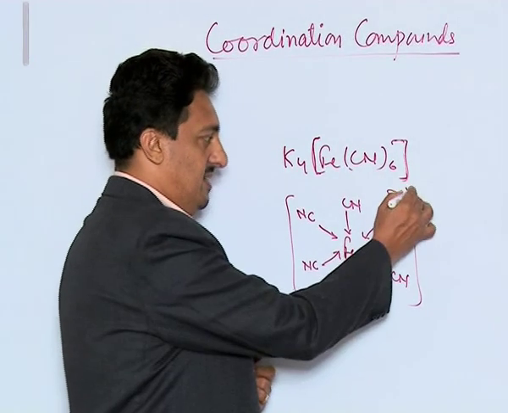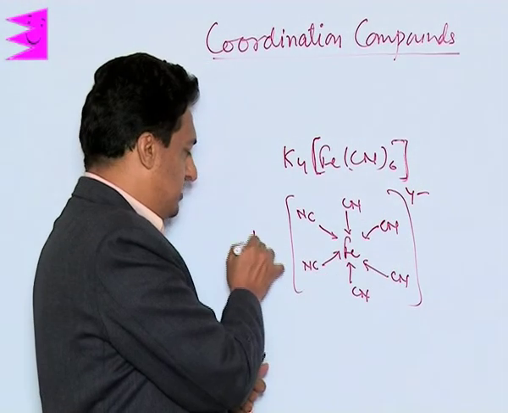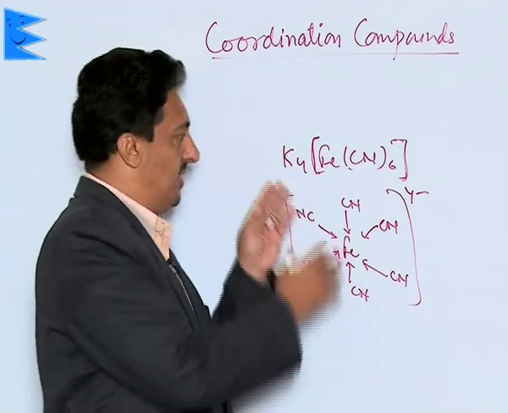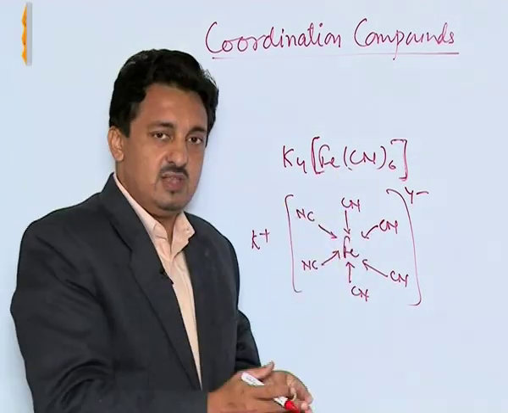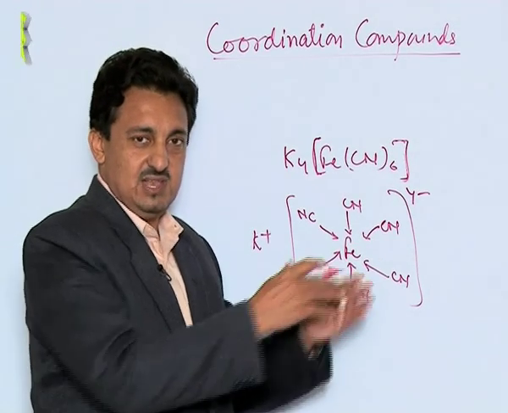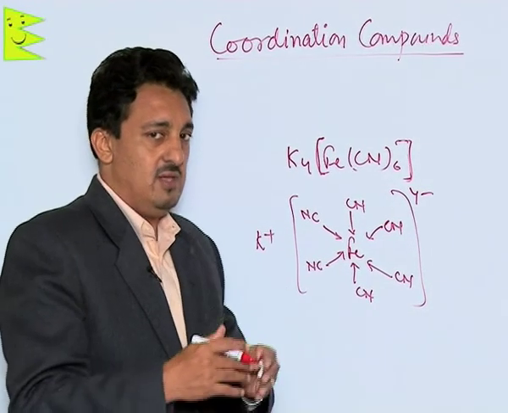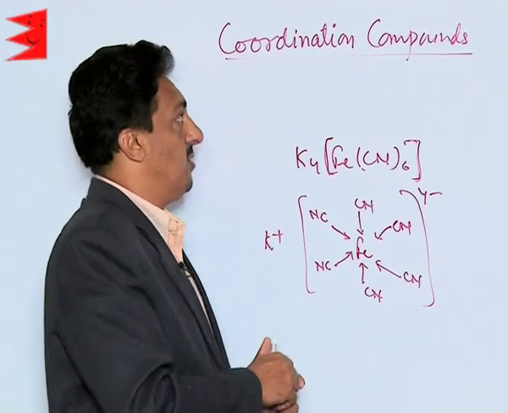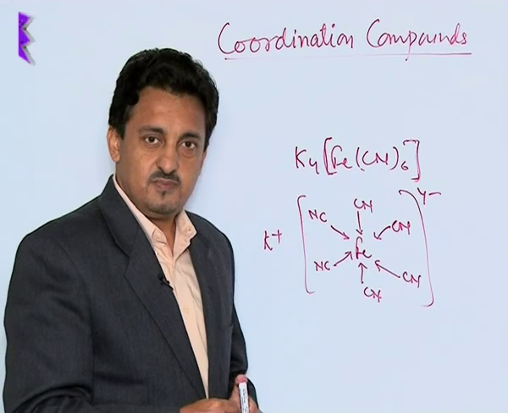It has a 4- charge, whereas the forces between potassium and this whole ion are ionic, which is why it dissociates. So when this compound is added to water, it gives potassium ions and the ferrocyanide ion, not ferrous ions and cyanide ions separately. It's not like this. So these compounds are called coordination compounds.